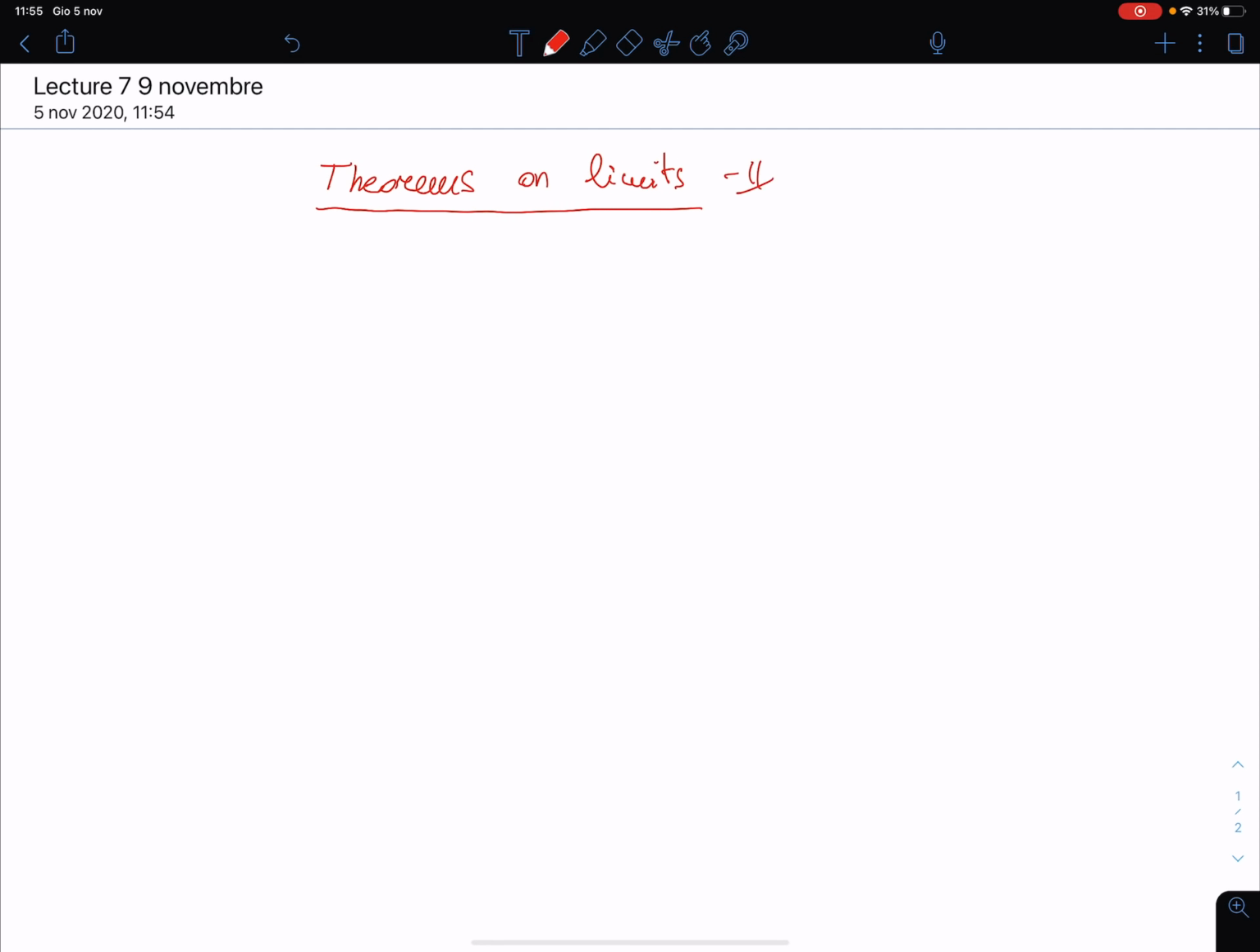Second part. So we talked about the algebra of limits, and in particular we treated the cases of sum, product by a constant, and ratio, and so on. And now we go to another important operation with functions, which is the composition. So I recall to you what is the composition of functions.